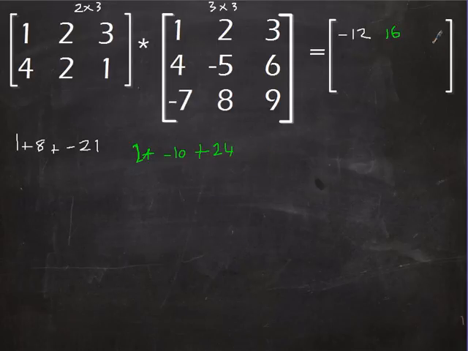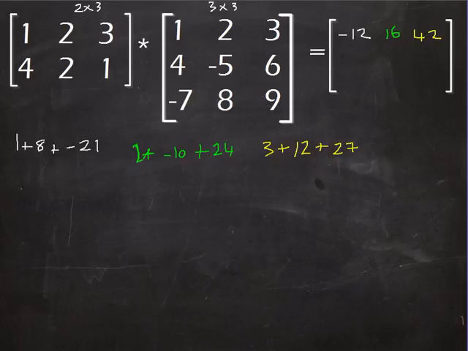Next we've got, if we want the top right hand, so we use the top row and the right hand column. So 1 lot of 3 is 3. Add that to 2 lots of 6, which is of course 12. Add that to 3 lots of 9, which is 27. So that is 27 and 3 is 30, so that's 42. And that's half of it done already.